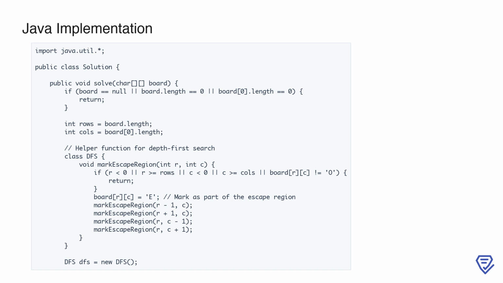This is a depth-first search function that marks all O cells connected to the current cell as part of the escape region. If the cell is out of bounds or not an O, the function simply returns to avoid unnecessary processing. Otherwise, it marks the current cell with E to indicate it's part of the escape region and recursively calls itself for all four neighboring cells: top, bottom, left, and right. Finally, we instantiate the DFS class to use its functionality in the upcoming steps.